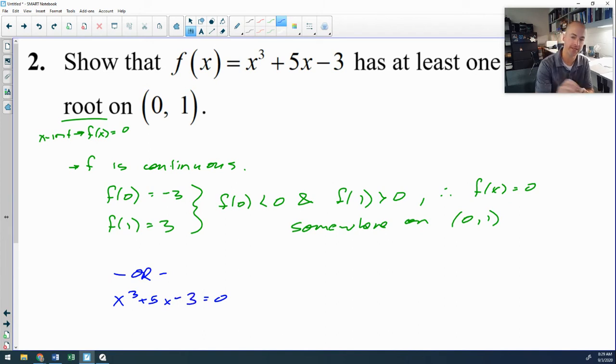However, in this case, I wrote this one so that solving that would be very difficult. Solving x cubed plus 5x minus 3 equals 0, you can't factor it. There actually is a quadratic formula equivalent for cubic functions, but it is absurdly ugly, and I don't even know it. I've just seen it and said, I don't want to learn that.